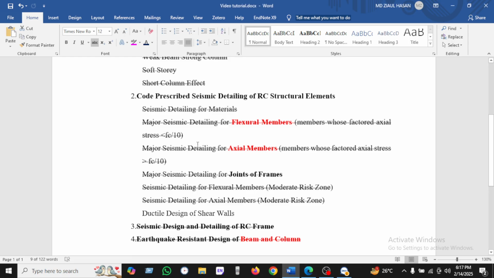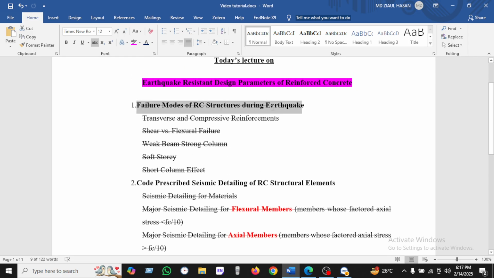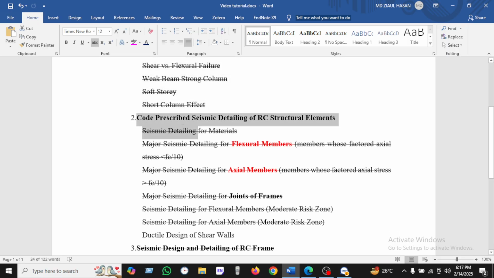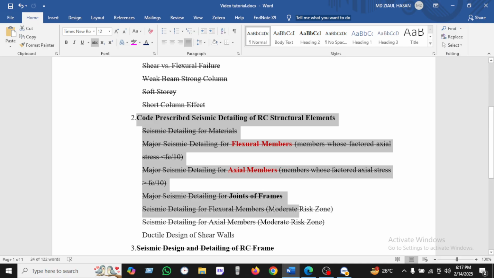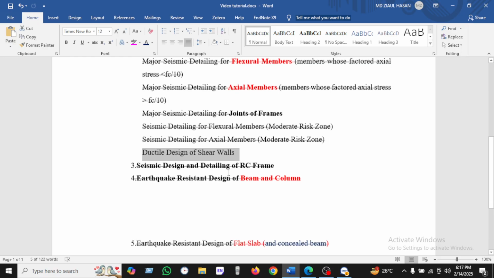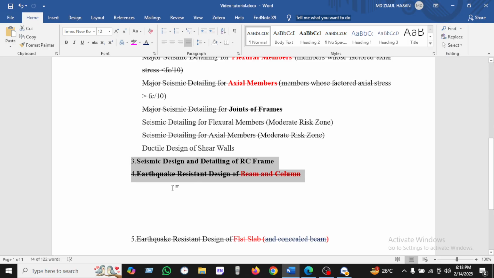If I say again, the failure modes of RC structure are transverse and compressive reinforcement shear, flexural shear, weak beam, strong column elements of the story. This is the theory, and the code prescribes seismic detailing. We have seen seismic detailing of materials, flexural members, axial members, and frame joints, for the moderate risk zone, and ductility design of shear. Then we have shown the earthquake resistant or seismic design and detailing of RC frame.